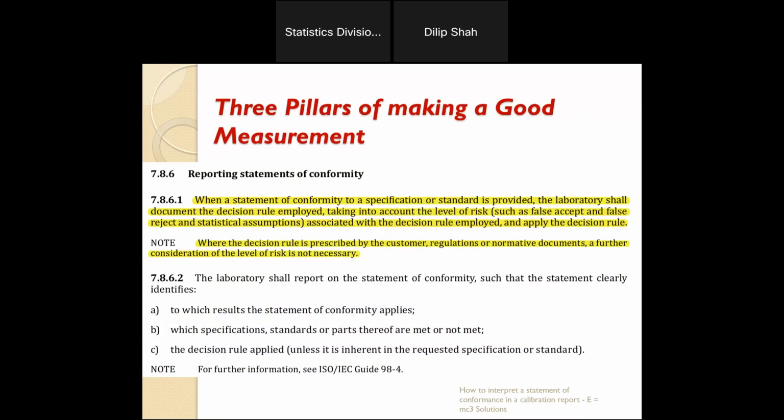And then our third pillar is about this topic that we're talking about. We take that information and we decide, is the item suitable for us, instead of just pass or fail. And so this part in the standard talks about saying, when you make a statement of conformity, you will employ a decision rule and take into account the level of risk, and then decide on the conformity or non-conformity of that item that is calibrated. Okay, so those are the three important things.